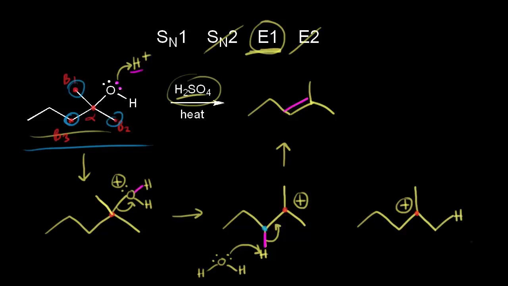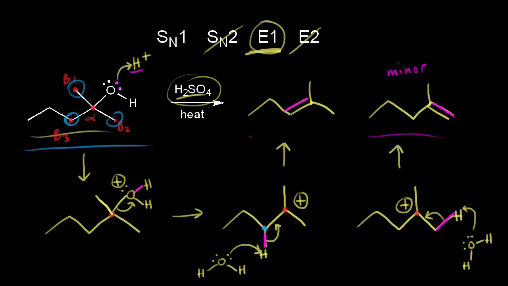So water is going to function as a base. Let me draw in our water molecule here. And it's going to take this proton, and these electrons are going to move in to form our double bond. So when we draw in our product, we're going to have a double bond here. And our electrons in magenta would move in to here. This is only a di-substituted alkene, so this would be the minor product. And the major product would be the tri-substituted alkene, which is the more stable one. So this is the major product for our E1 reaction.